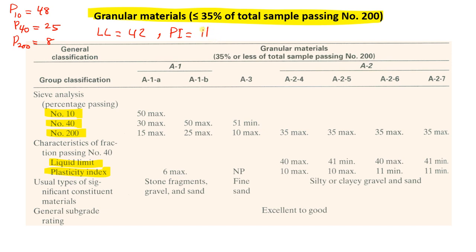So we have to start from the left column, and look at whether all the requirements are satisfied. Here it says P10 is 50 maximum, means it cannot be more than 50. What is our value? P10 is 48, less than 50, it's okay. Next, P40, passing number 40 sieve, is 30 maximum. Our value is 25. It's okay. The next one is P200, which is 15 maximum.